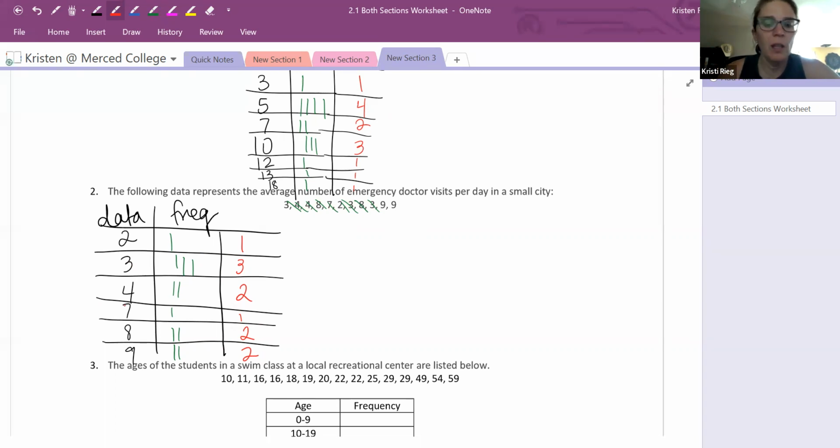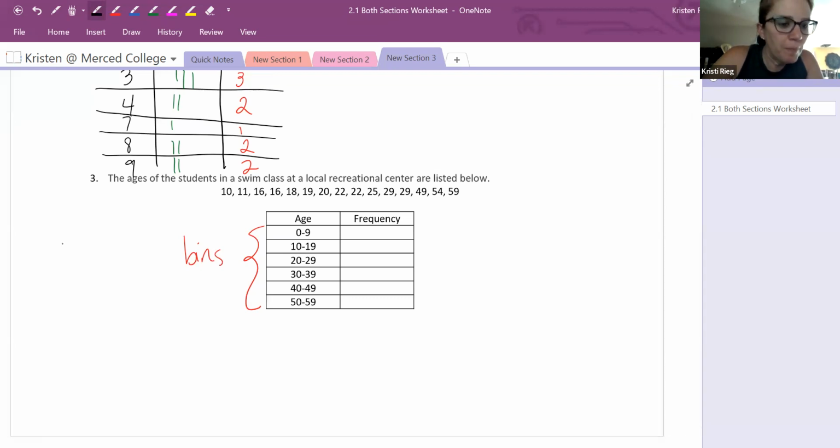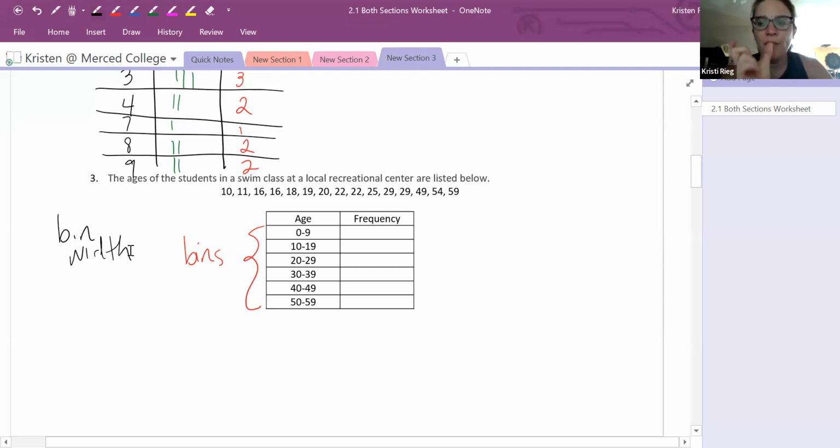Okay, so far I had things that were kind of close together, right? Like this only went from 2 to 9. And even the one above went from 3 to 18, and there weren't really that many numbers. But this next one, it is written in number order, the ages, and it goes from 10 to 59, and that's a big span of ages. And so another type of frequency table has these bins. So these over here are called bins. And you'll notice they all have the same bin width. And by bin width, I mean, how fat are they?